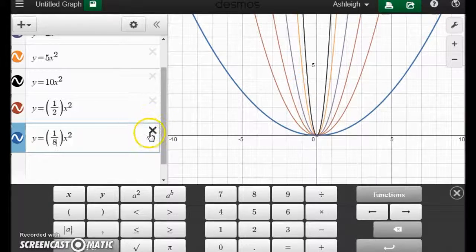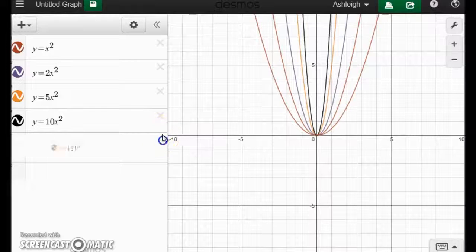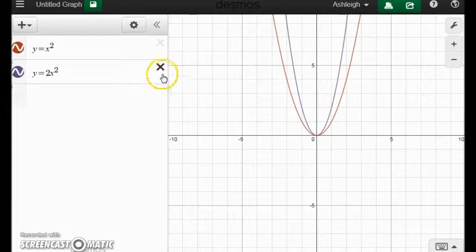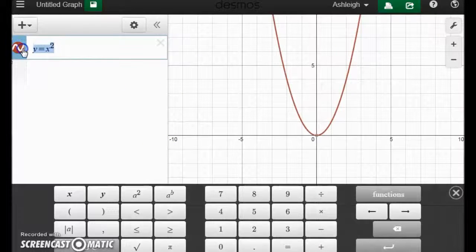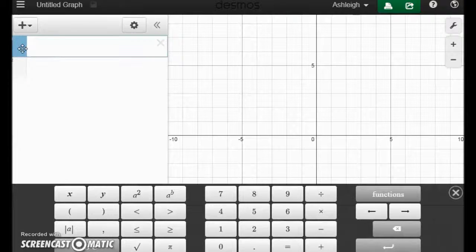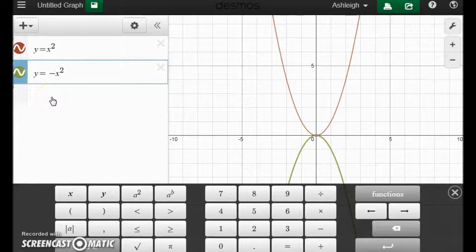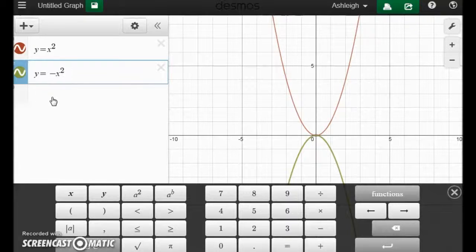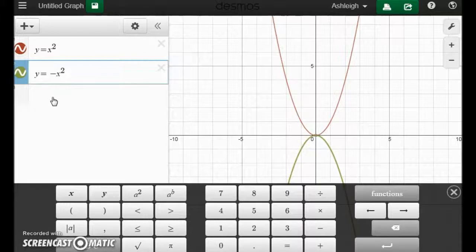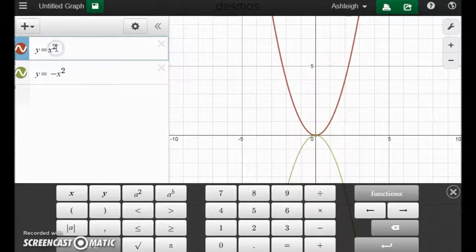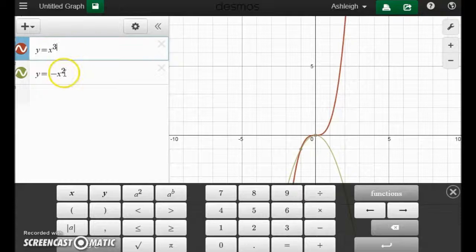So let's do one more thing. We had all of the numbers in front positive. So what happens if we make those numbers negative? Well, it reflects. We just call this a reflection. So this is what happens visually with the transformations of our parent function x squared. It will also work for other functions like a cubic function.